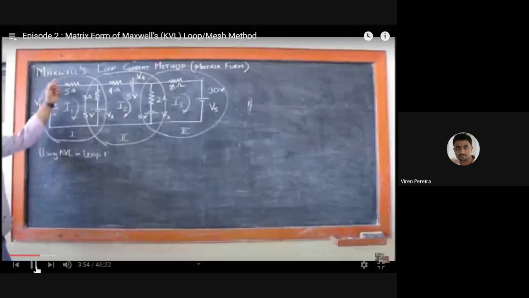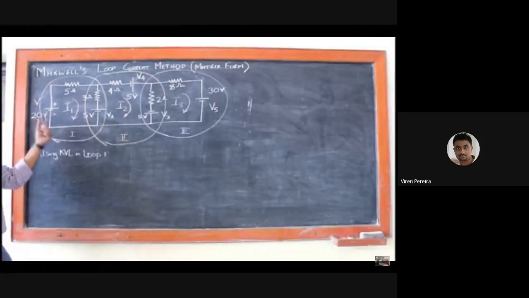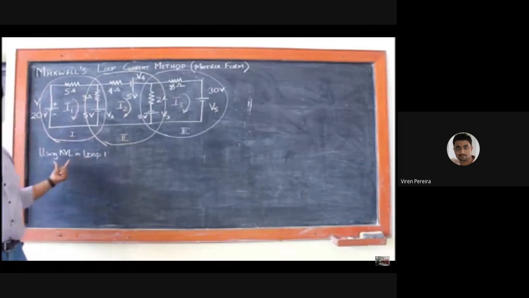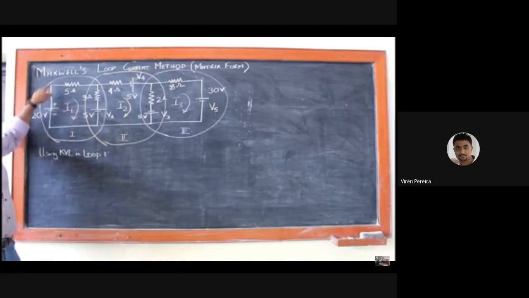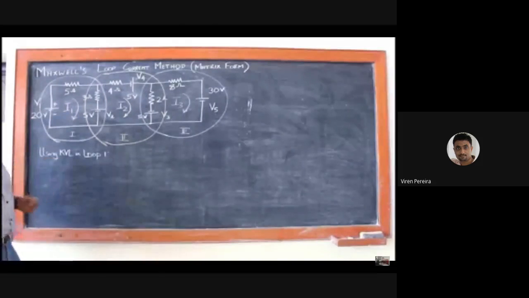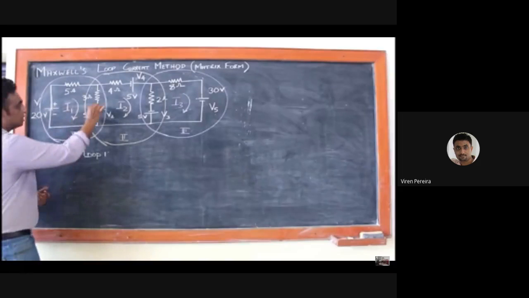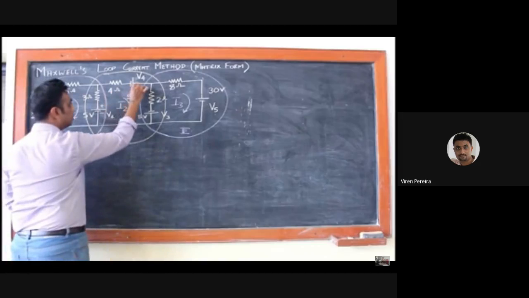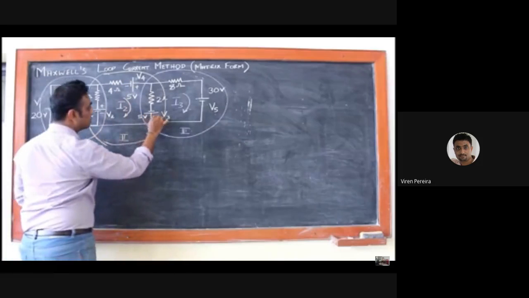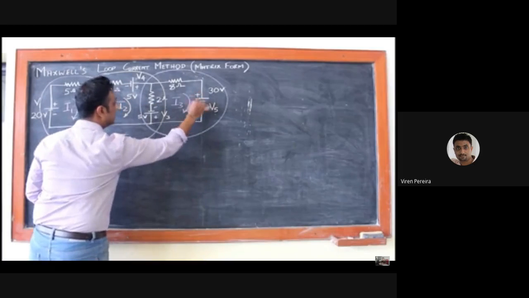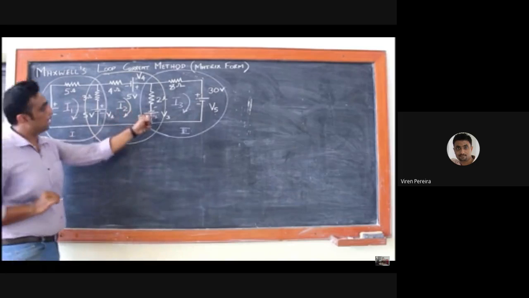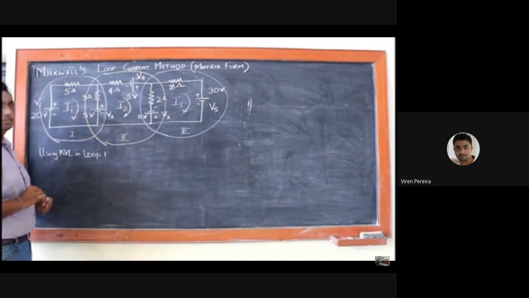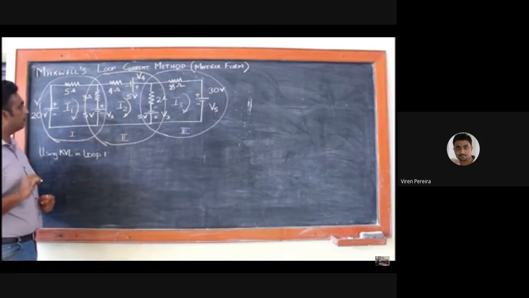So first thing in loop 1, as I told you, the number of voltage sources equals the number of voltage drops. So in this loop 1, I have 20 volts and I have 5 volts. Now, another thing you have to remember is, always for your voltage sources, mark your polarity. So I have positive and negative, again positive and negative, again positive and negative, again positive and negative. So mark your polarities for your voltage sources. So this is the first step.